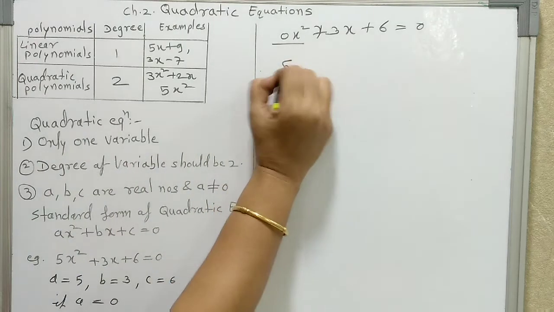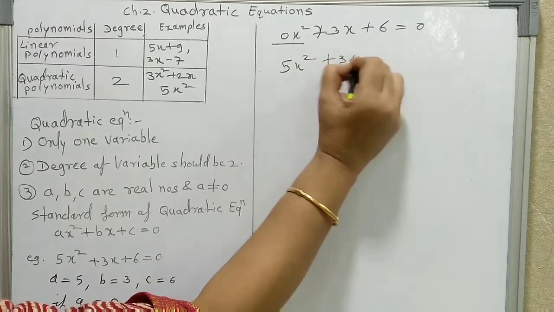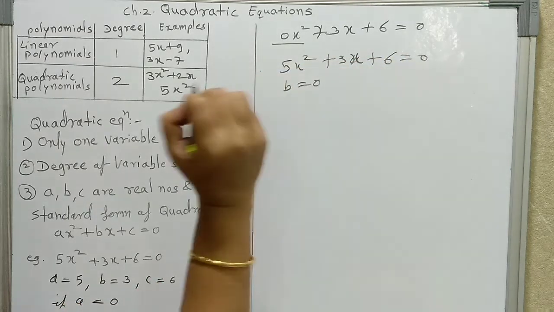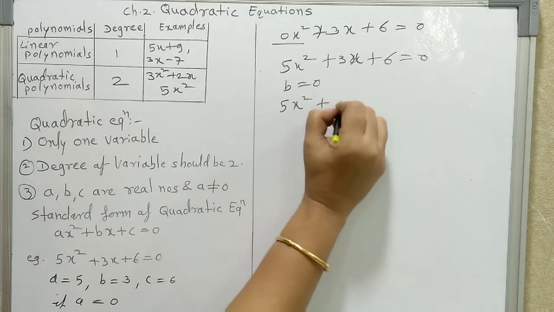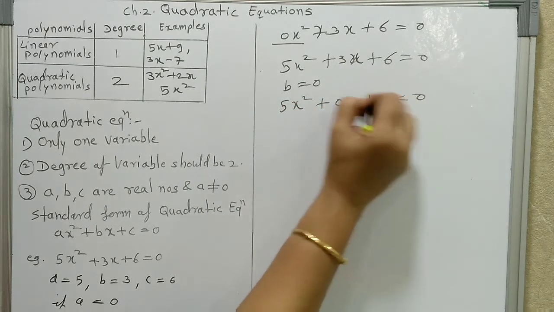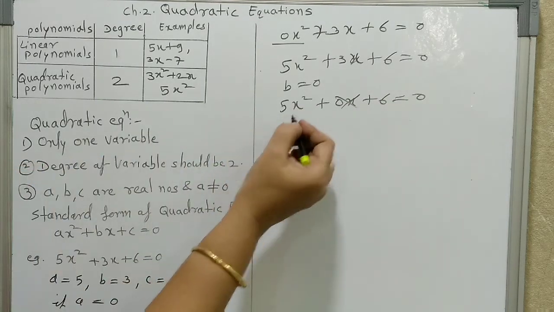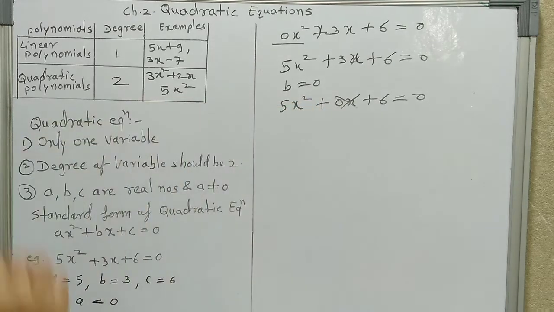Suppose we take 5x square plus 3x plus 6 equal to 0, and here b is equal to 0. Put the value of b: 5x square plus 0x plus 6 equal to 0. This term becomes cancelled. So is this a quadratic equation? Yes, this is a quadratic equation because there is one variable and the maximum degree is 2. So here the condition is only that a is not equal to 0; b and c may be 0. So this is the quadratic equation and its conditions.